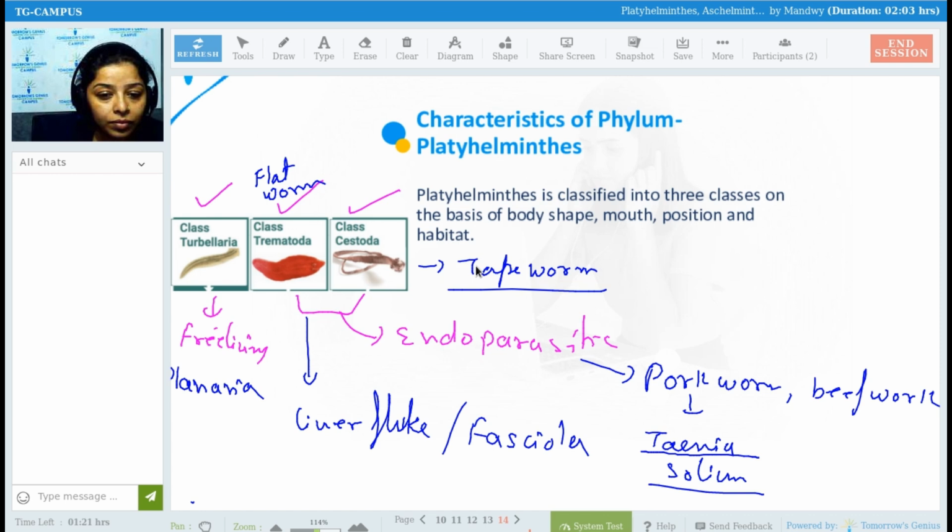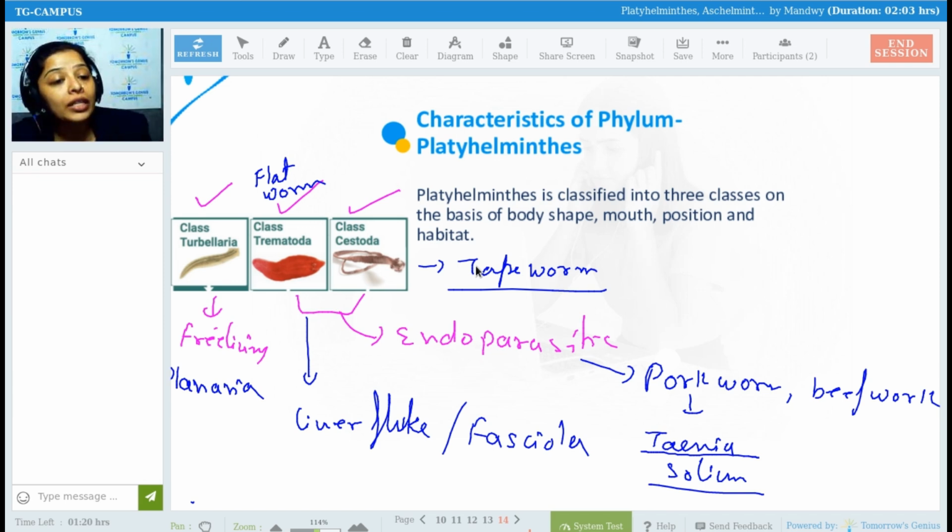Clear? Then Turbellaria can reproduce asexually as well as sexually. So asexually through regeneration, okay, and sexually, but they don't show any larval stages. Whereas Trematoda and Cestoda, they show their larval stages. They have larval stages, okay.